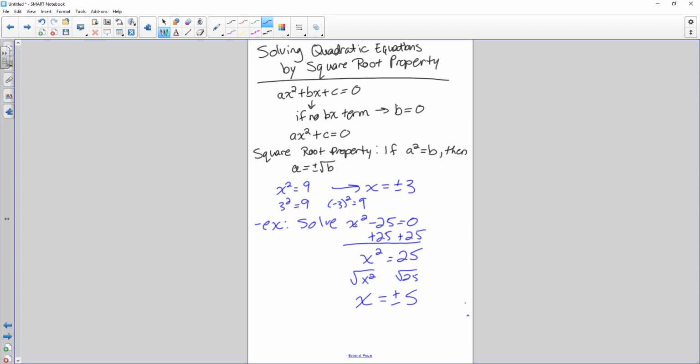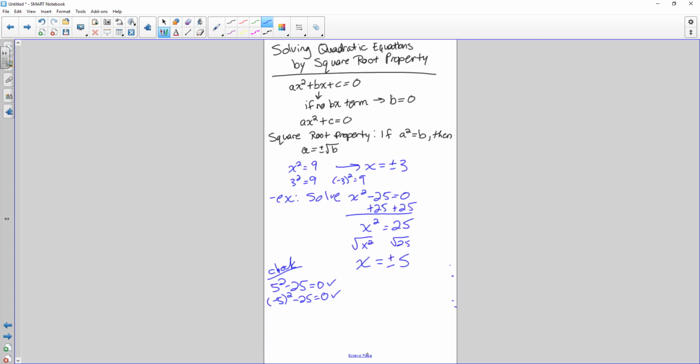This should make sense for a few different reasons. Let's do a check. If I plug in 5, 5 squared minus 25 is 25 minus 25, yep, that's 0. Or if I plug in negative 5, negative 5 squared is 25, minus 25, yep, that's also 0. So they both check out.